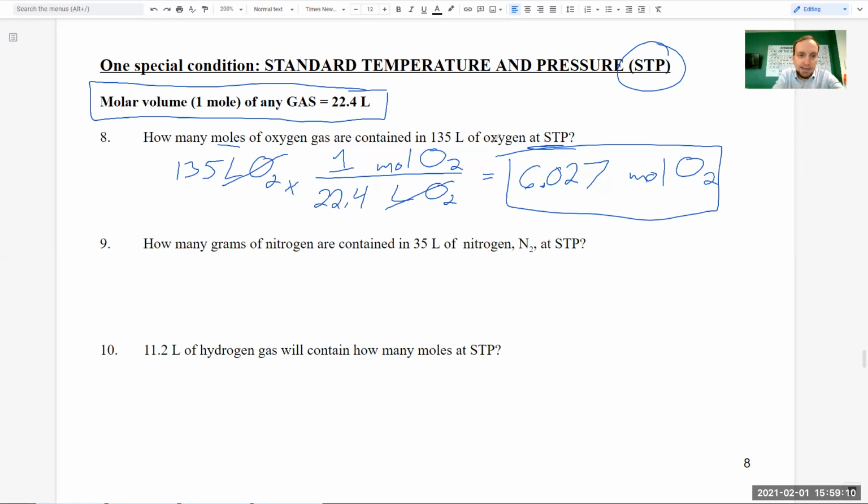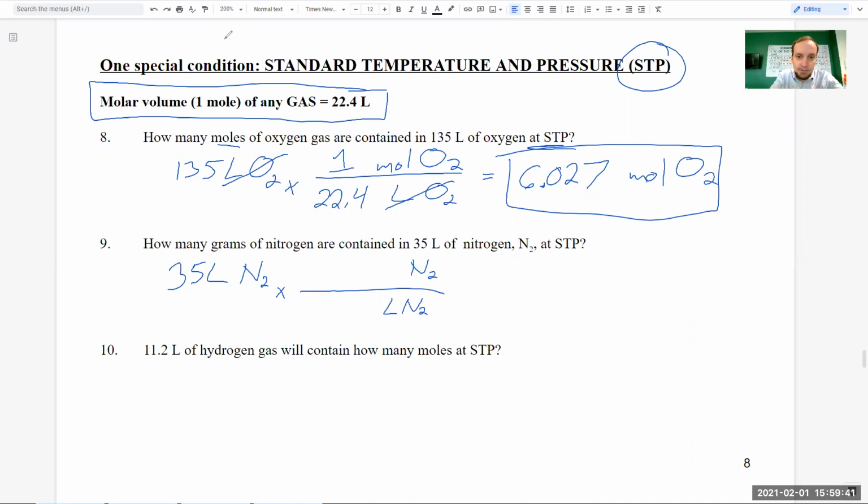All right, the next one we have is 35 liters, again, of nitrogen, but it doesn't really make any difference because, again, we're at standard temperature and pressure. What we're trying to get into is grams. So I'm going to put liters of nitrogen here. Can I go directly into grams of nitrogen? Do I know the conversion from liters into grams? Unfortunately, I do not. That is not a constant because remember, as you learned last semester, the mass of every element is completely dependent on the element itself.